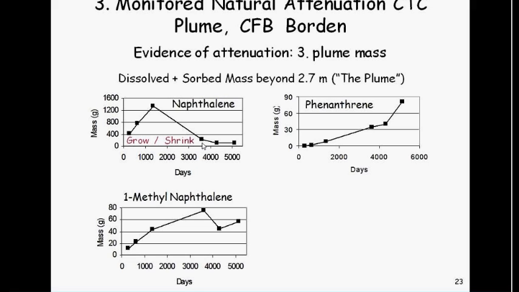So we look at 1-methylnaphthalene, phenanthroline, that plume was growing, and the amount of mass in the plume is still growing. Maybe that's why the plume is growing. The mass keeps coming in, keeps moving along. 1-methylnaphthalene grew and then started to shrink in the last 2 samplings, and that's maybe consistent with the mass in the plume having gone down. So it looks like getting rid of mass from the plume also is important in documenting attenuation.